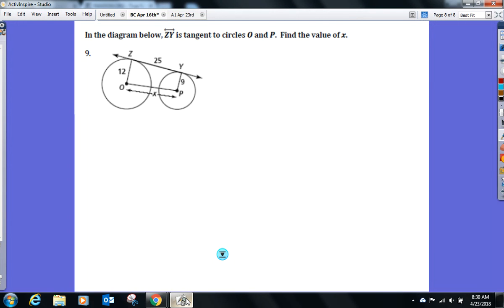15 again. What's ZY? 25. No, ZY is a what? Oh, it's tangent. And what's OZ? Radii. Oh, so, right angle. Okay, here. And is there any other right angle? Yeah. Where? For PY. Okay, everybody good?